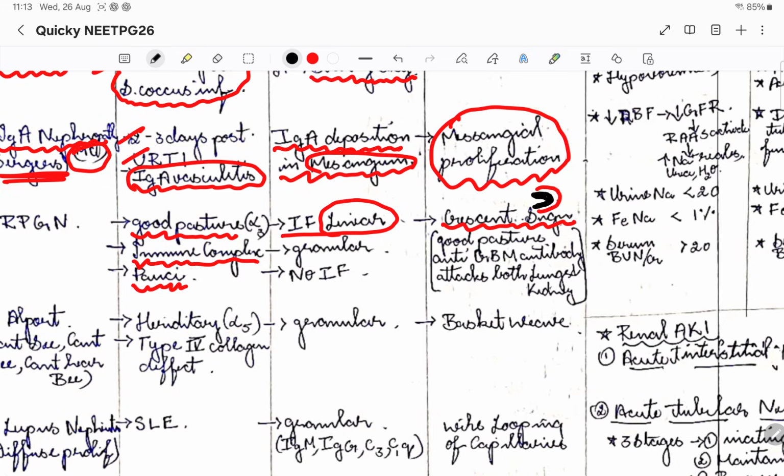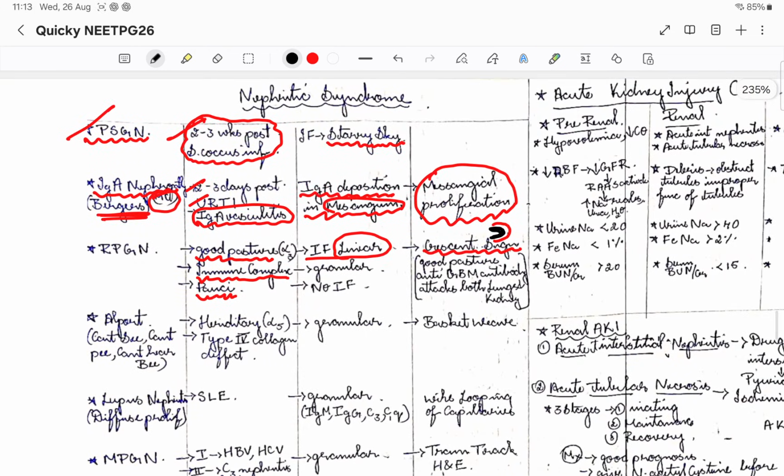See, Goodpasture syndrome means it is affecting both lungs and the kidney. If both lungs and the kidney are affected, it is Goodpasture syndrome. So now we diagnosed PSGN based on how the patient presented after the infection. Now 2 to 3 days, it was IgA nephropathy.